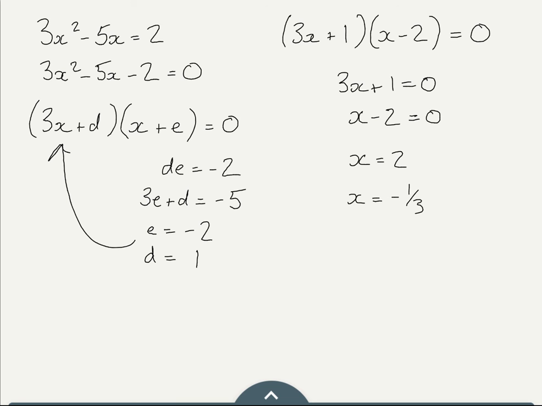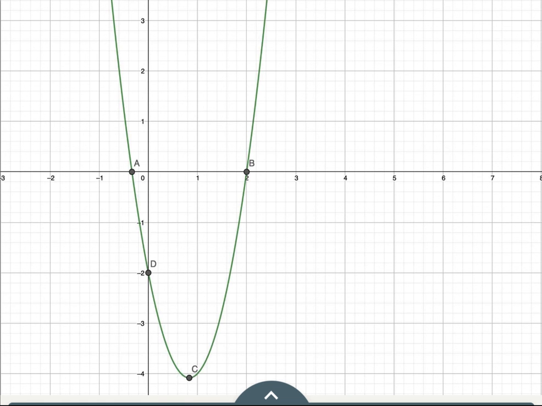Now, let's take a look at how we can use a graph to check that answer. So here is a graph of that equation, 3x squared minus 5x minus 2. And we can see here the intercept points on the x-axis will give us our values for x. And sure enough, we've got 2 and minus 1 over 3. So that's a nice way of checking that the answers we got from factorizing are correct.